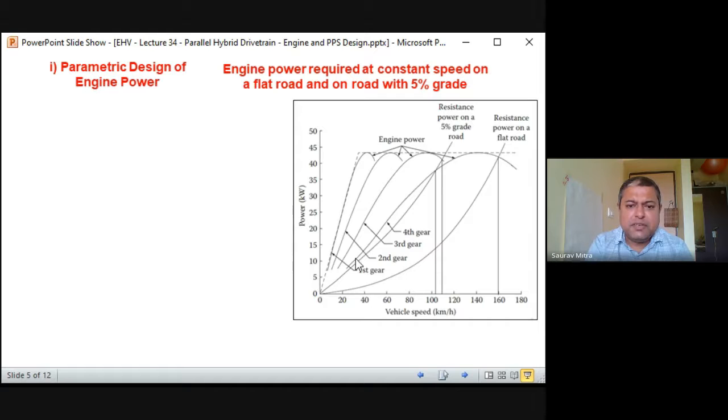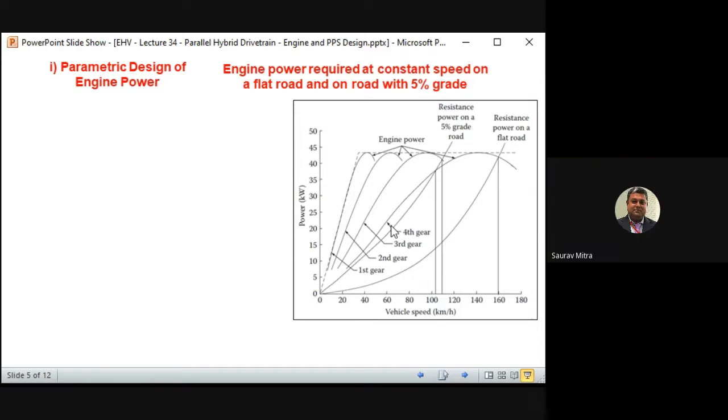What is there? This is the first graph, which is called the resistance power on a 5% grade road. That means this is the resistance of the 5% grade road, as if there is a 5% inclination, and how much resistance is offered by that road to the vehicle. And this is the power required by the vehicle if we want to drive through this 5% graded road.